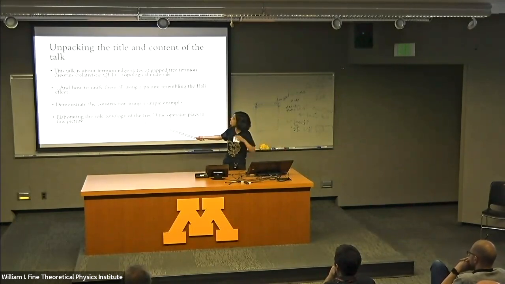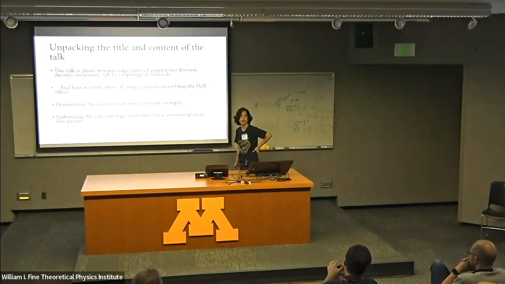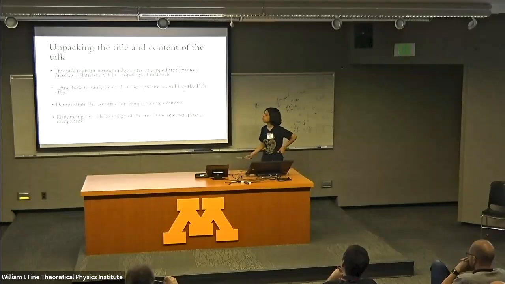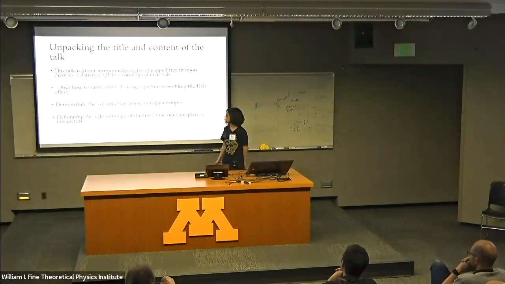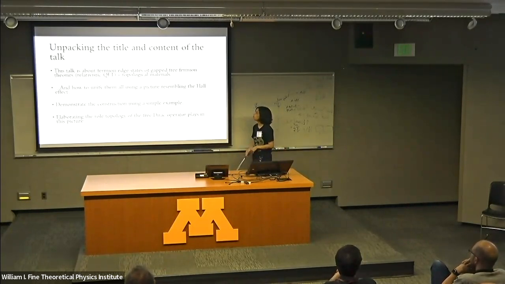What I'm going to talk about here is a way of unifying these different types of free fermion edge states using a picture that resembles the Hall effect. I'll demonstrate using a simple example. And I'll probably not have time to discuss the last point, which is the role of the topology of the Dirac operator in the quantization of these corresponding Hall currents, which I'm going to call generalized Hall currents.